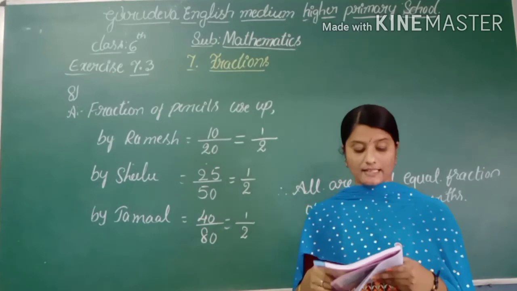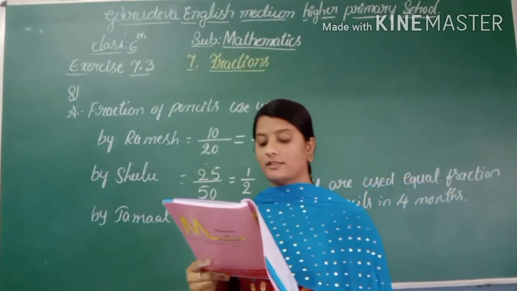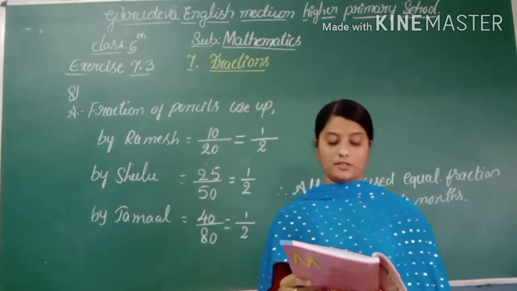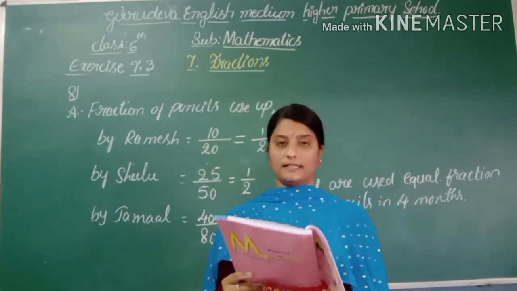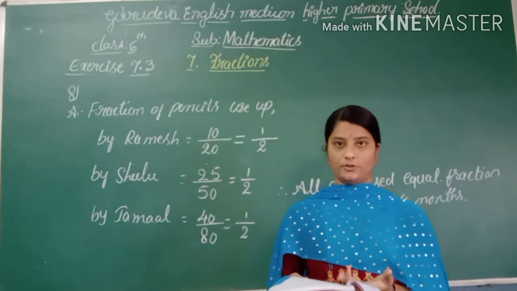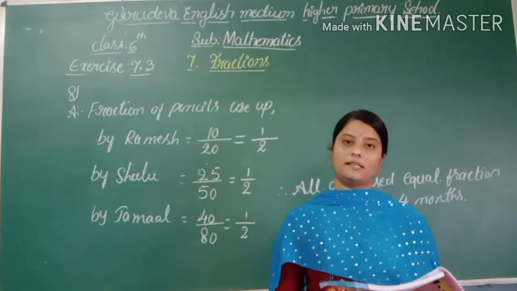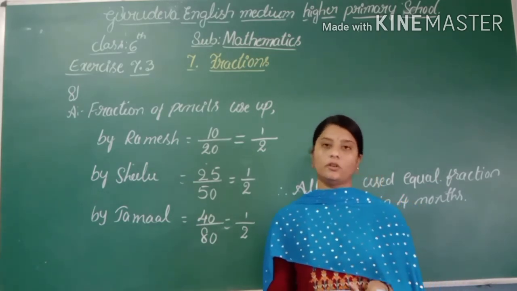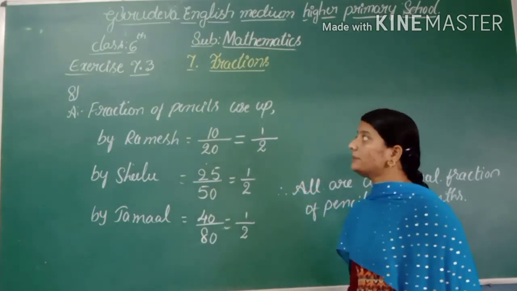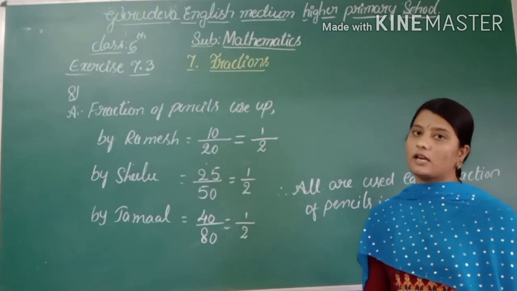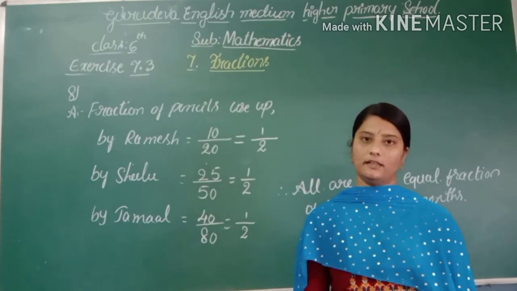Then the last one: match the columns, match the equivalent fractions and write 2 more for each. Here on one side they are given one column of numbers, and in the other column they are given the reduced or simplest form of the fraction. So you can match them in the textbook and you can also write 2 more equivalent fractions. Up to here we have solved exercise 7.3. In the next class we are going to learn about the comparison of fractions and like and unlike fractions.